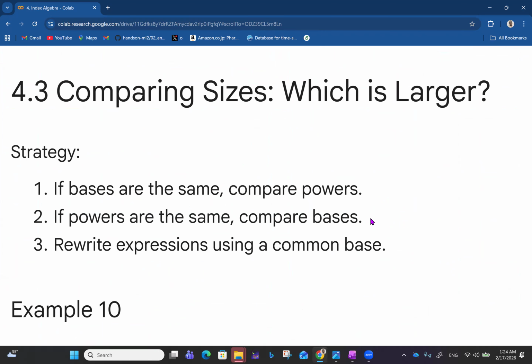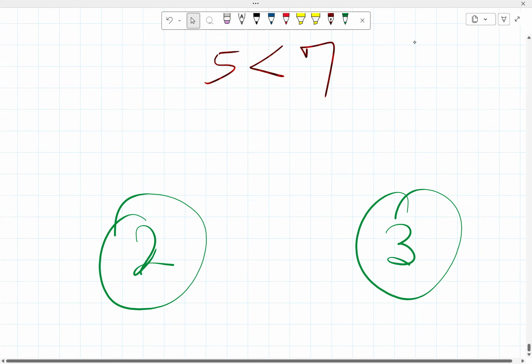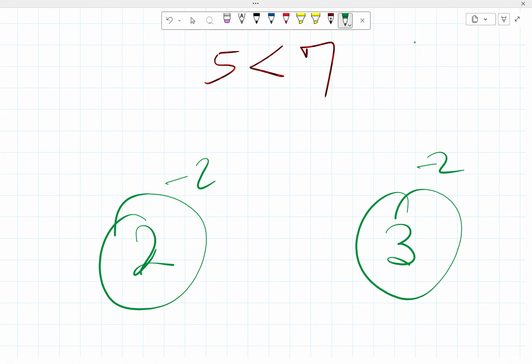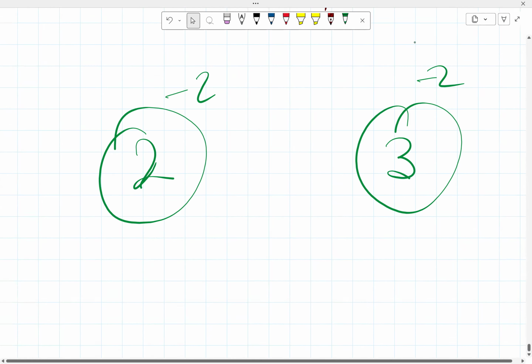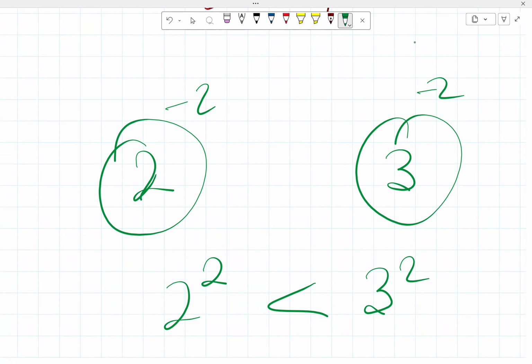So if powers are the same, compare the base. We write the expression using a common base. So these are strategies. If powers are the same, compare the bases. Well, the deal here is this: if the powers are the same here, minus 2 minus 2, I think the rule has to be made for negative values and positive values, because 2 raised power 2 and 3 raised power 2 now, 2 raised power 2 is obviously less. But once you invert it like this, the power will change, because 1 over 4 is bigger than 1 over 9. So I think you have to pay attention.